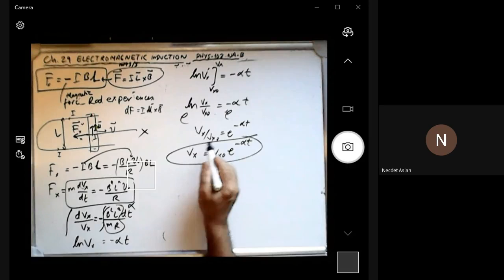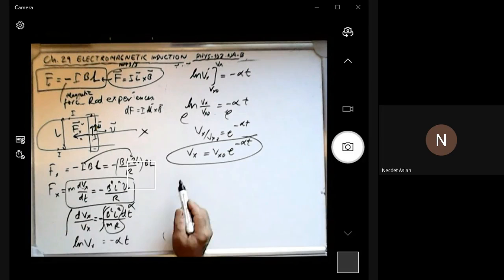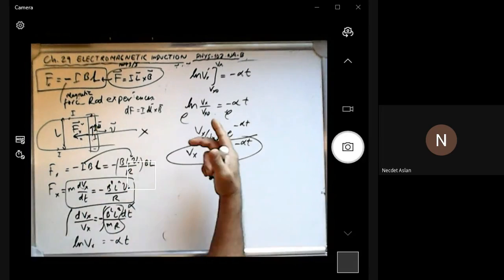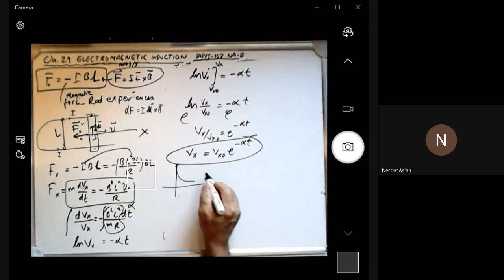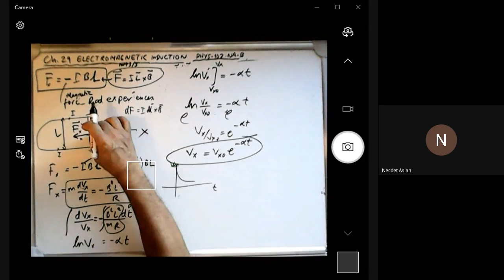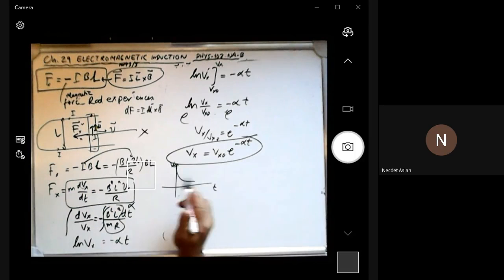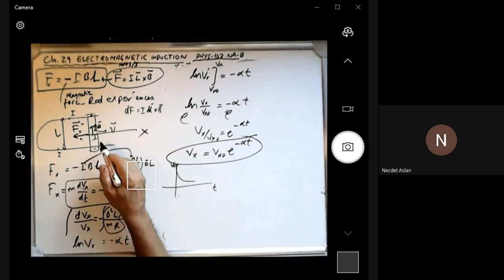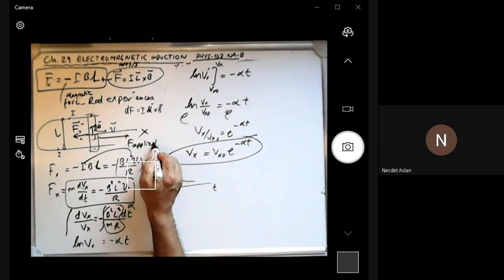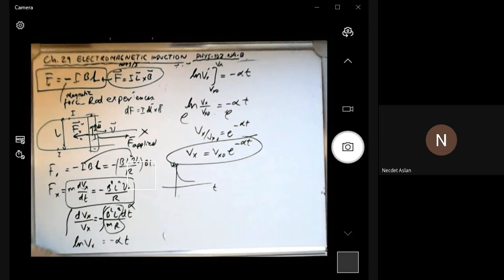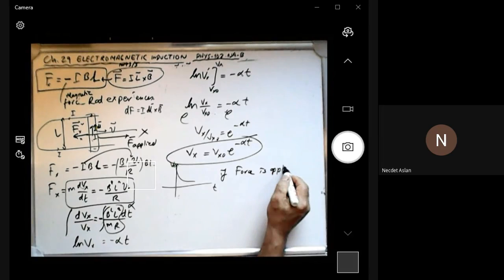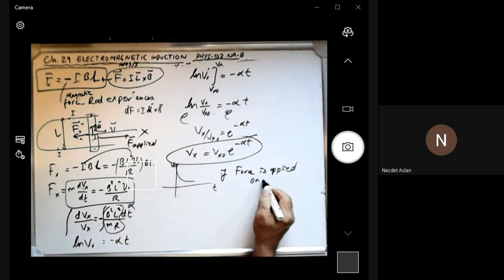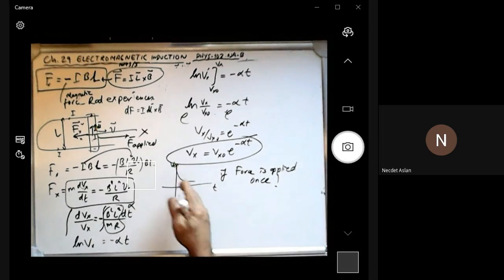As you see, because of this retarding force, if you just pull this and release, the velocity will reduce exponentially. The velocity will reduce in time. But if you just keep pulling this, of course, you are resisting this force. So the force that you apply should be greater than the retarding force. If the force is applied once, so if you just pull this and release, then the velocity will just go to zero.